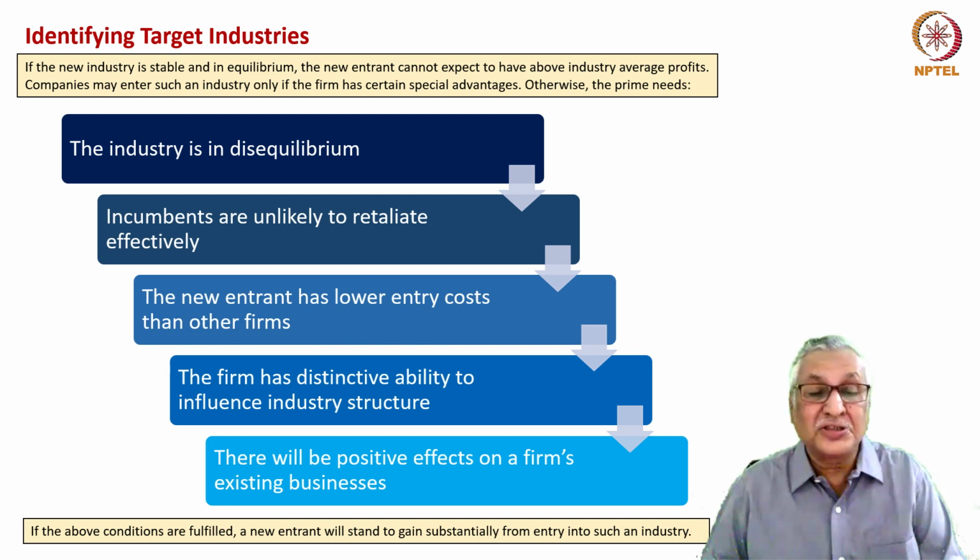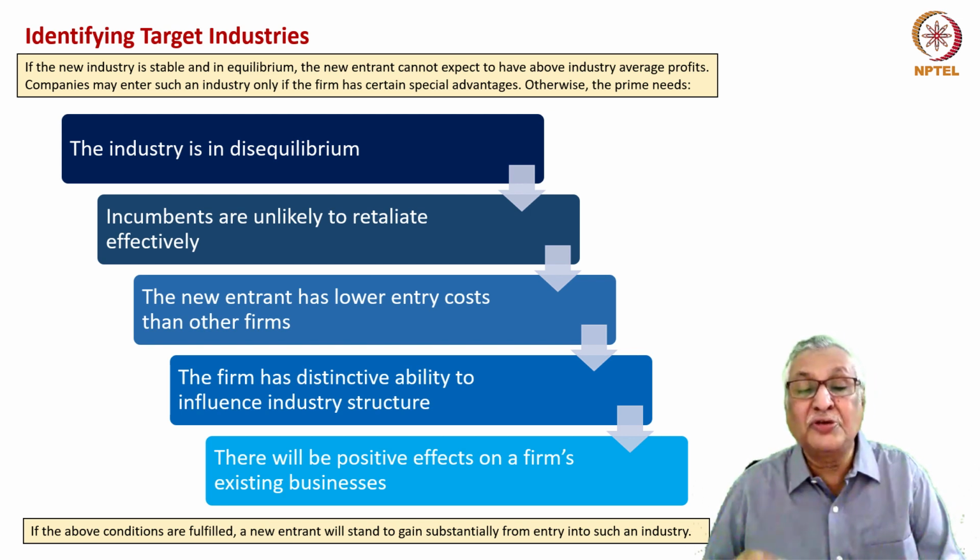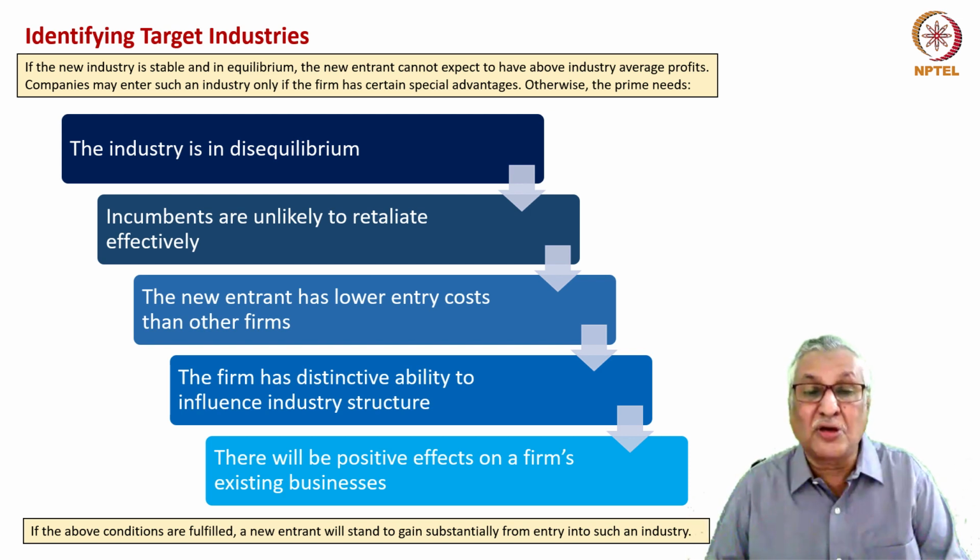The fourth condition is that the firm has distinctive ability to influence industry structure. If you are getting into an industry which is highly IP based and where a huge amount of analytics and design development is required, then India would have a distinctive ability to match. You can set up onshore and offshore centers having thousands of employees which can work on the new design paradigms.